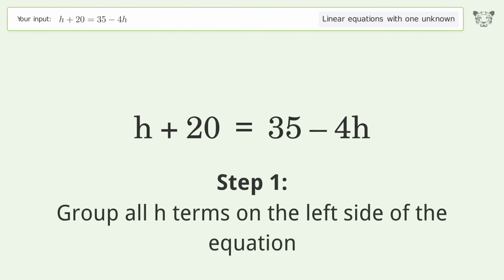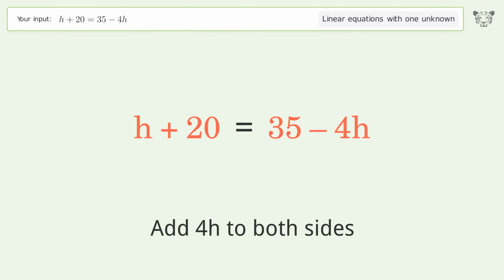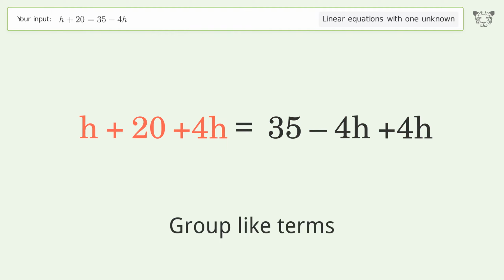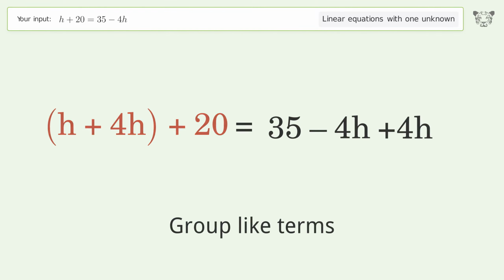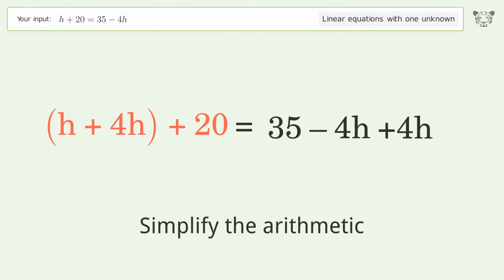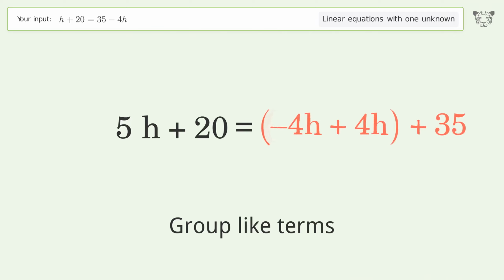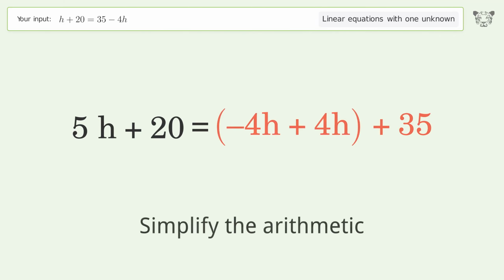Group all h terms on the left side of the equation. Add 4h to both sides. Group like terms. Simplify the arithmetic. Group like terms. Simplify the arithmetic.